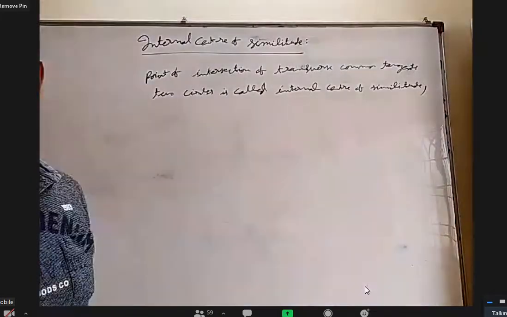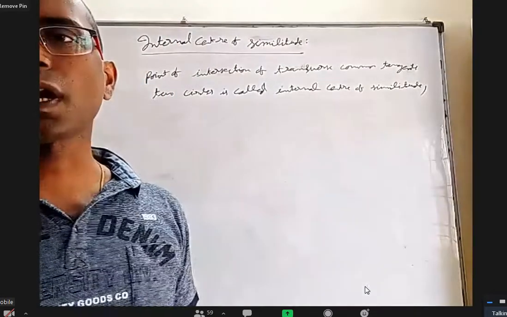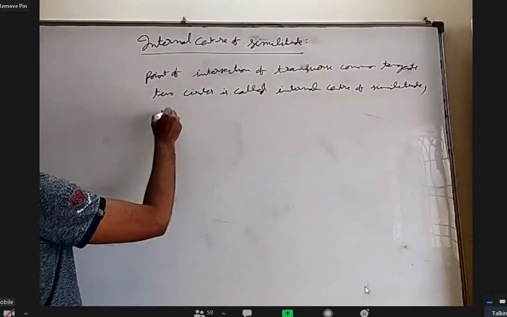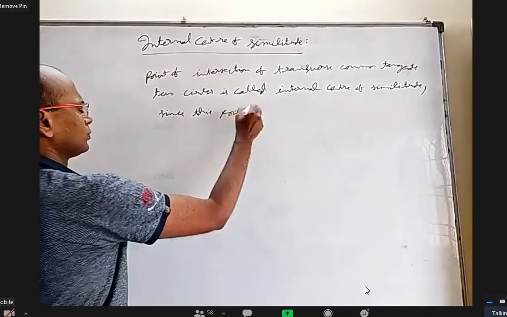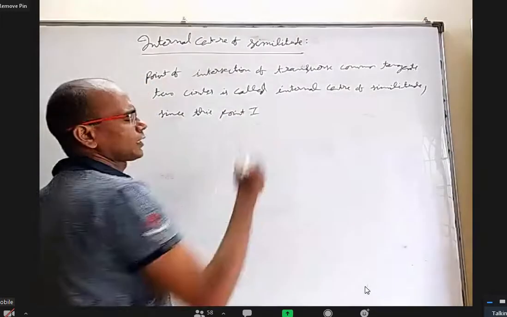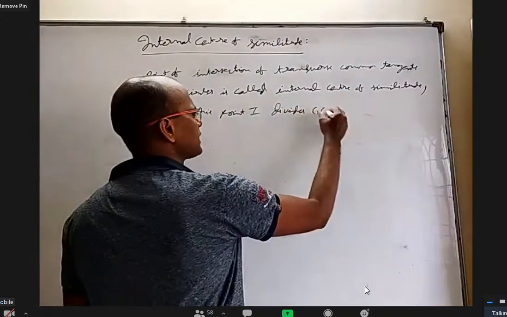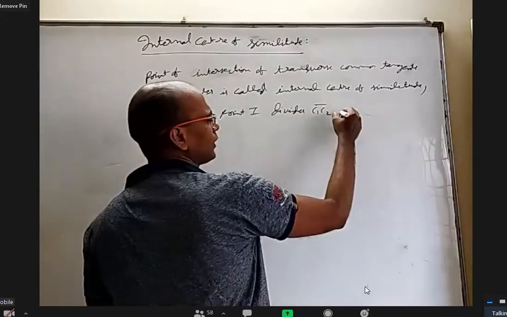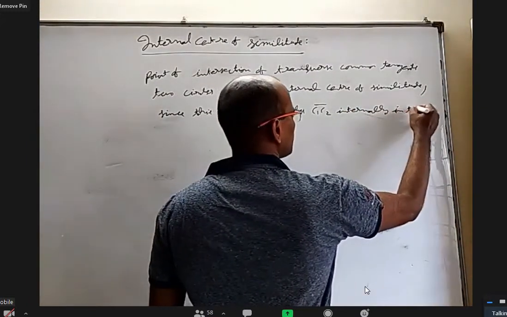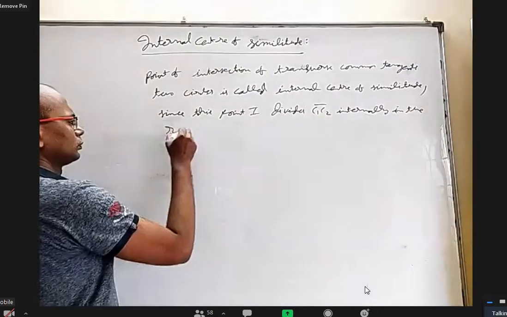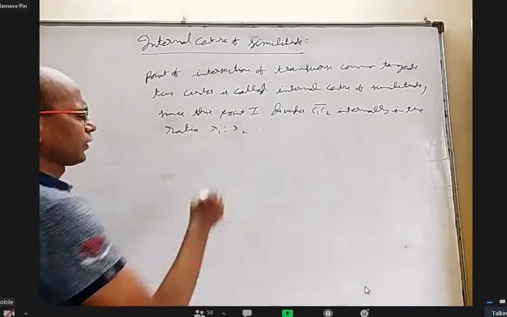One of the reasons it's called internal center of similitude is that point will divide the two centers in the ratio R1 is to R2 internally. Since this point, let us call it I, divides the C1 C2 line segment internally in the ratio R1 is to R2. You can even draw a figure.